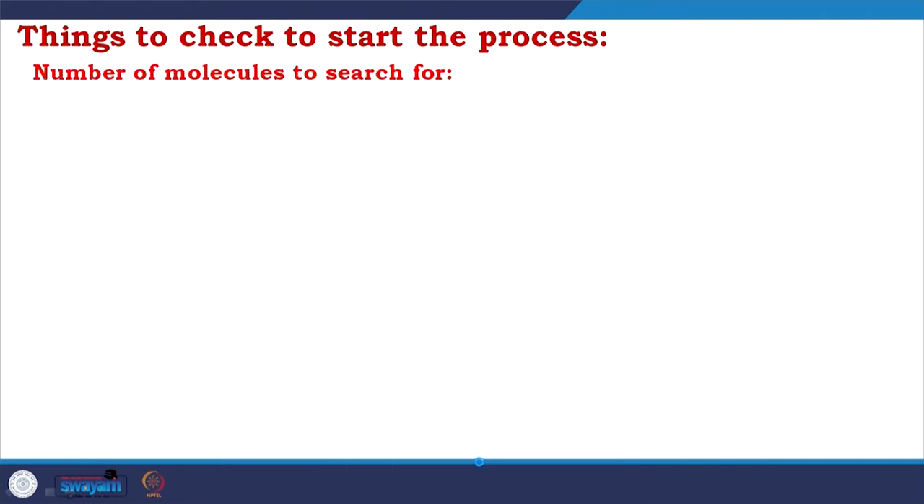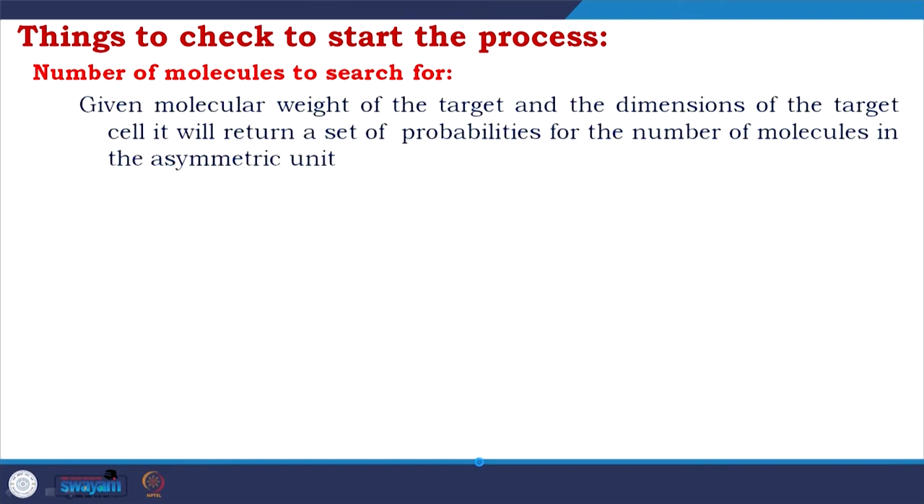So, there are things to check to start the process of molecular replacement. One, the number of molecules to search for. Given the molecular weight of the target protein and the dimension of the target cell, it will return a set of probabilities for the number of molecules in the asymmetric unit, which is Matthews coefficient.